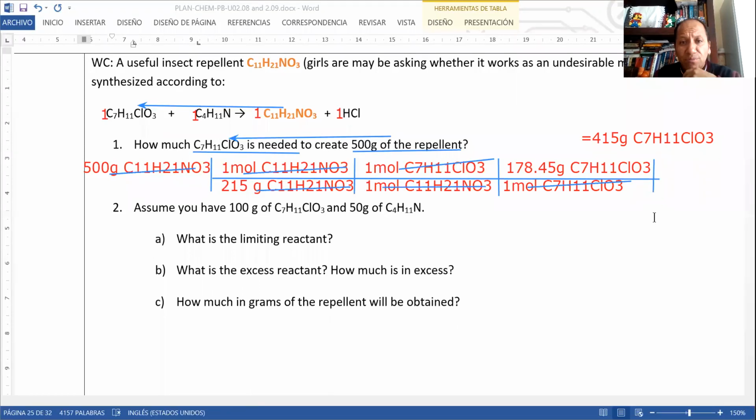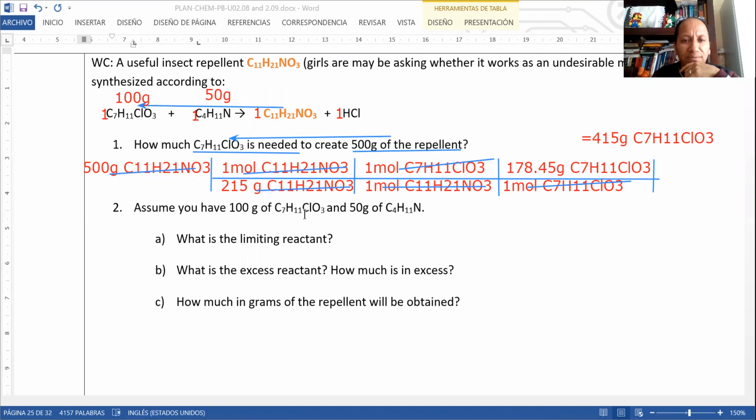Second exercise, which is the most important part for today's class. Assume you have 100 grams of the first compound and 50 grams of the second compound. I'm going to type that in here. Let's say assume: it says you have 100 grams there, and now the data is telling you that you have 50 grams there in the reaction. I'm typing now in the reaction. Okay, what is the limiting reactant?